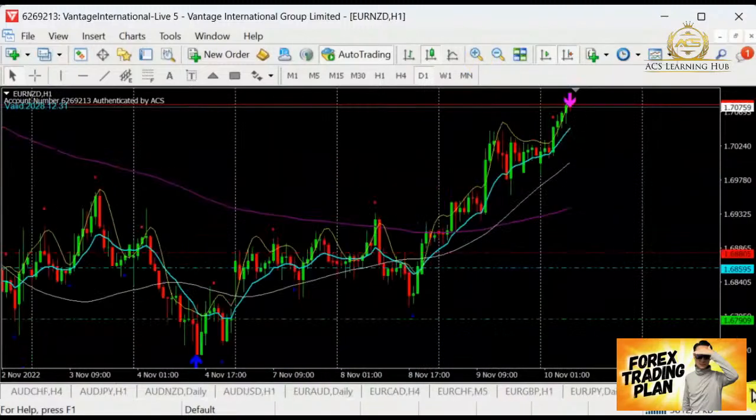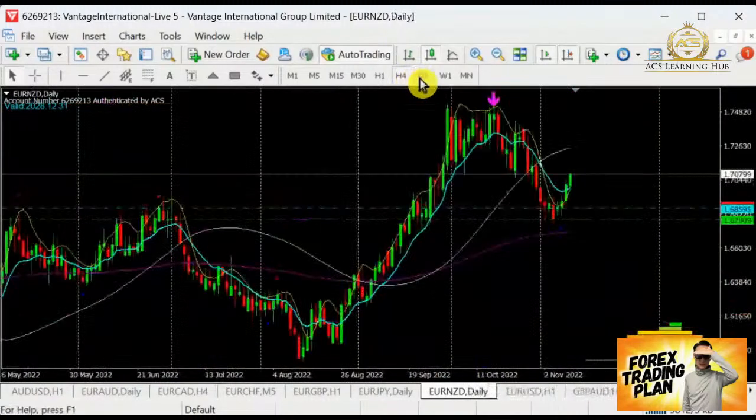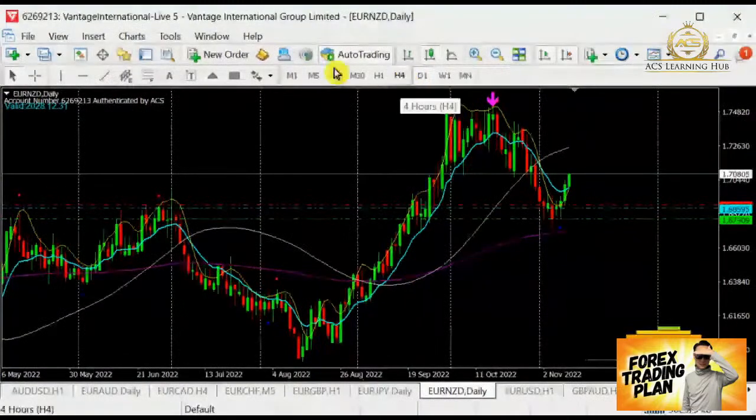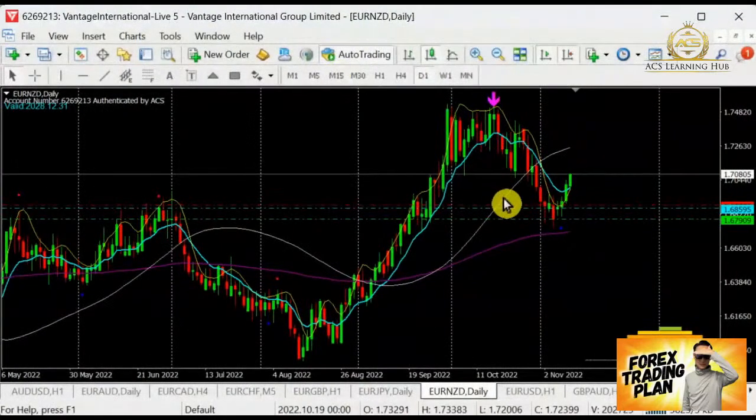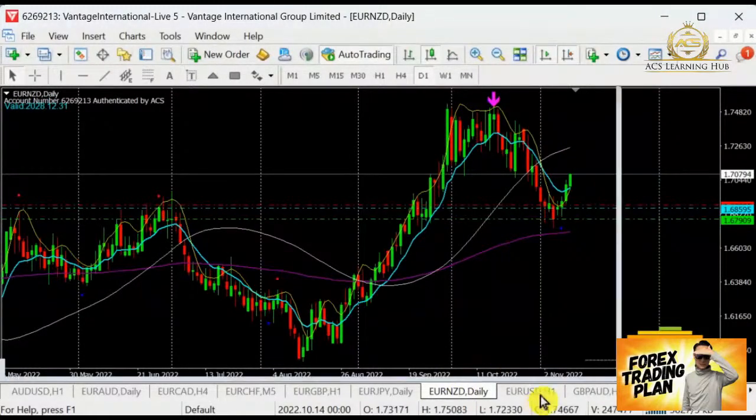Next to go, Euro Kiwi, Euro against New Zealand dollar. From here, we can see that the bear has met up with the support and now tentatively has a retracement. So tentatively, I would say this is a pullback. So no for selling.